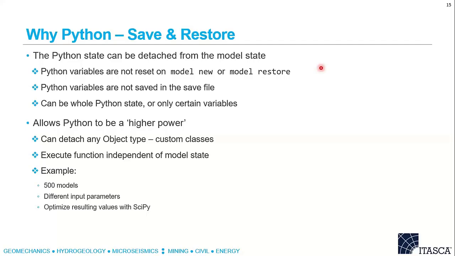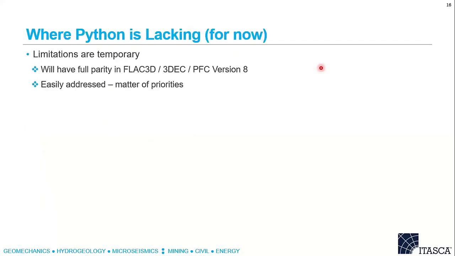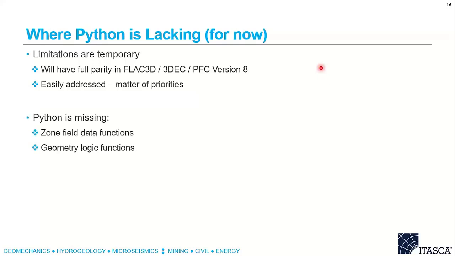Coming back to that asterisk though, there are some factors which Python is lacking or missing in comparison to Fish. Now, the main thing to note with these limitations though is that they are temporary. The plan is to have full parity between Python and Fish within FLAC3D, 3DEC, and PFC version 8. The first things that Python is missing are zone field data functions, as well as geometry logical functions.